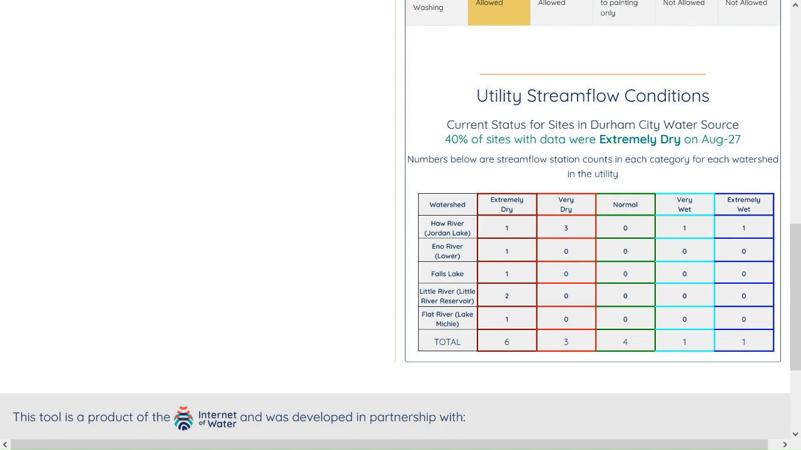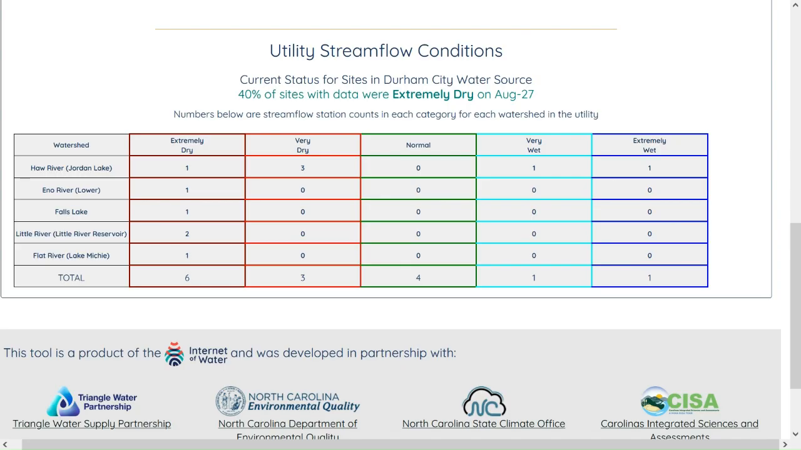To calculate streamflow categories within each utility's boundary, historical streamflow data from the USGS streamflow sites are used to calculate streamflow categories. The latest stream gauge data is sorted by streamflow category, ranging from extremely dry to extremely wet, and grouped with other sites within each water source.